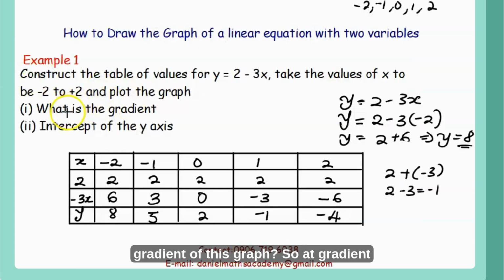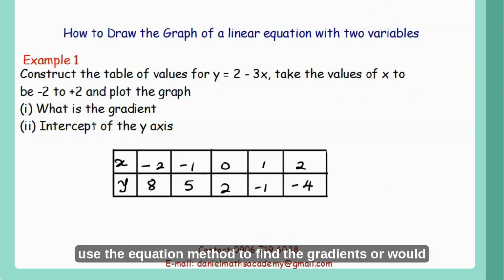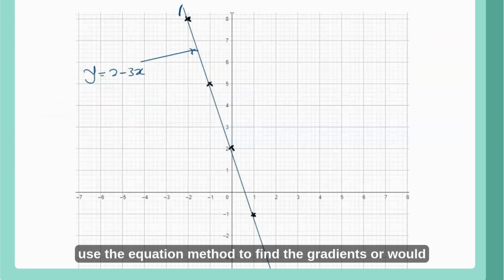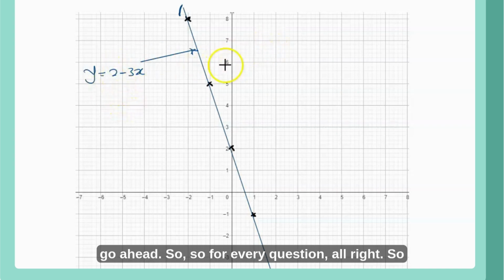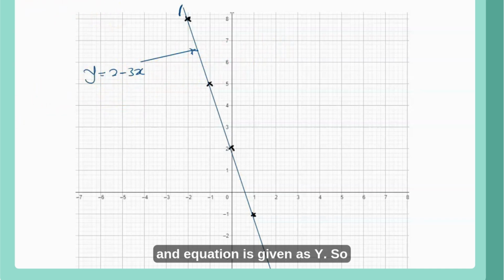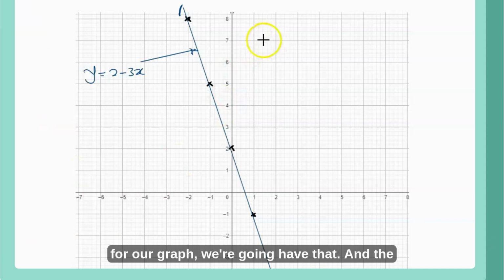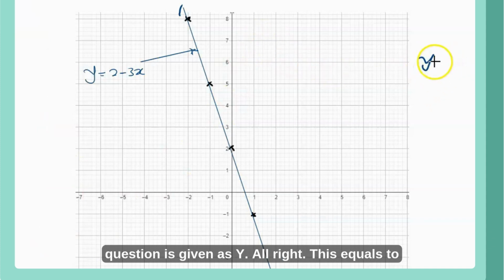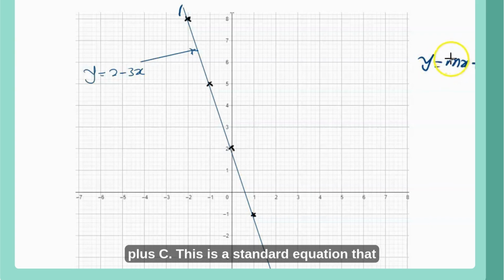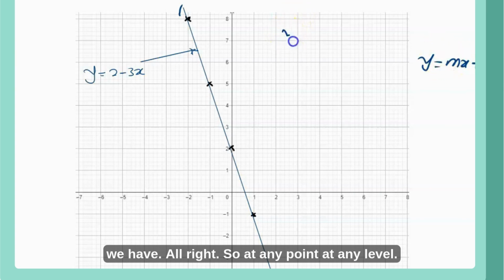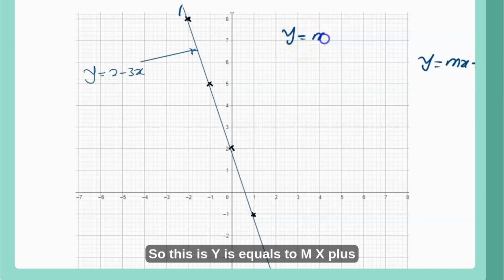All right, so what is the gradient of this graph? The gradient of the graph could be given by an equation. So we could use the equation method to find the gradient. For every equation, I'm going to use this concept to explain this. An equation is given as y equals mx plus c. This is a standard equation that we have, where m is the slope.